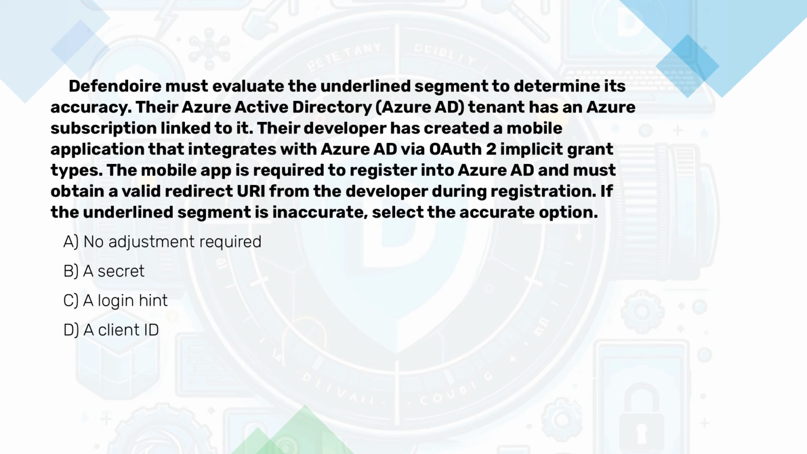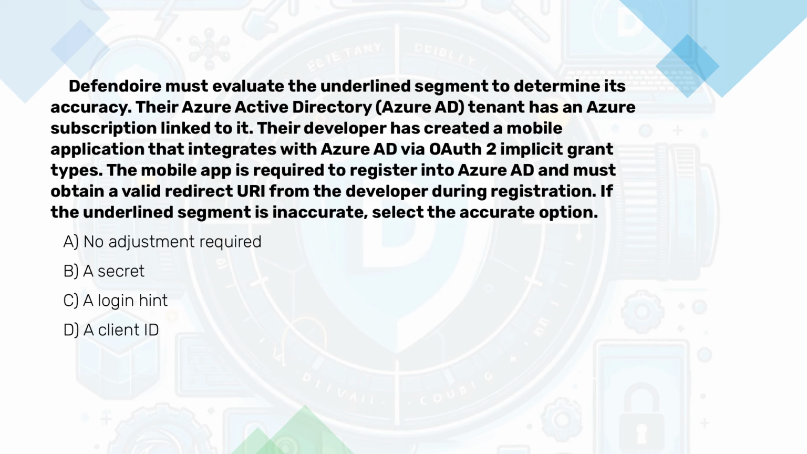We must evaluate the underlined segment to determine its accuracy. Our Azure Active Directory tenant has an Azure subscription linked to it. Our developer has created a mobile application that integrates with Azure Active Directory via OAuth 2 implicit grant type. The mobile app is required to register into Azure Active Directory and must obtain a valid redirect URI from the developer during registration. If the underlined segment is inaccurate, select the accurate option.